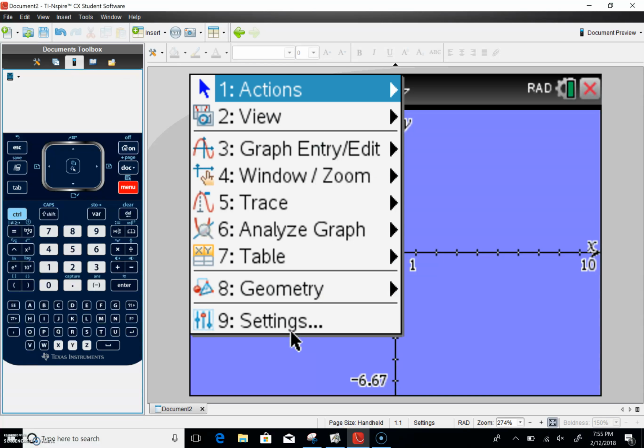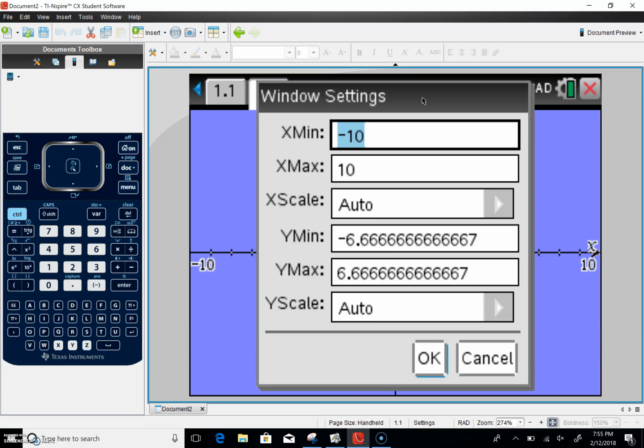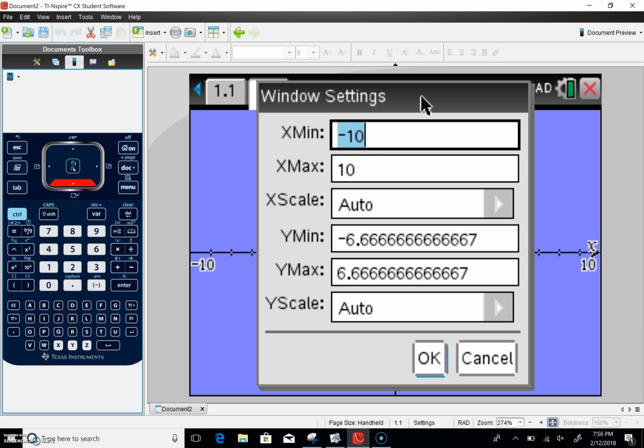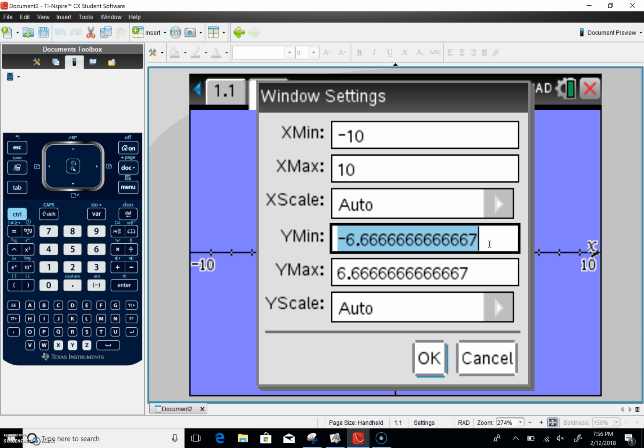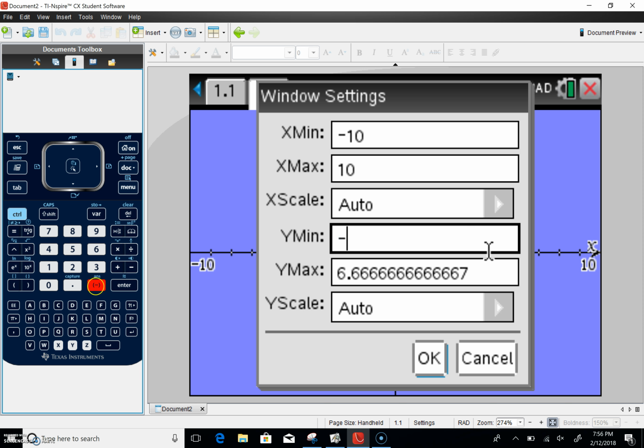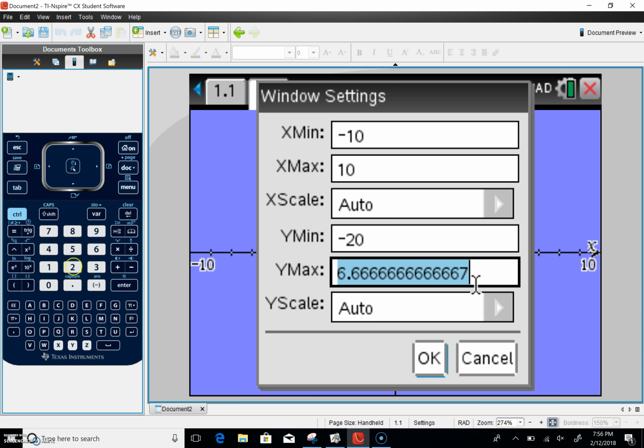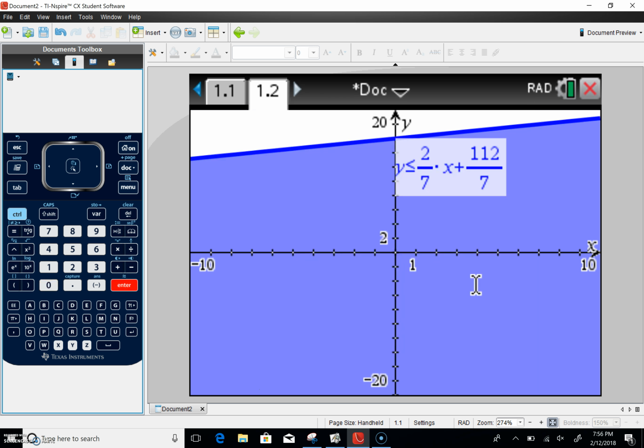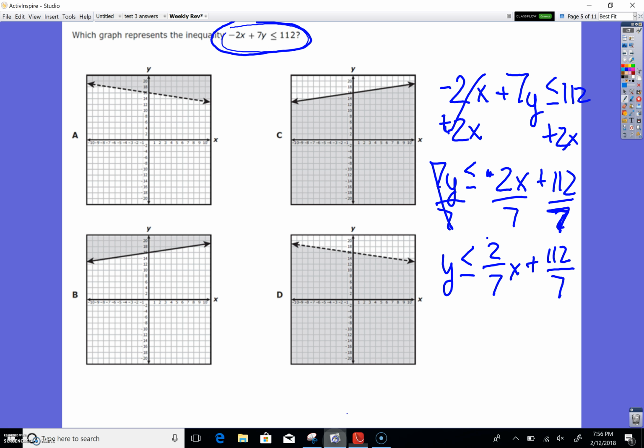So, menu, we go to Window settings. Smallest x is negative 10, biggest x is 10. Slow down. Okay. Next thing, I need my y minimum. It was negative 20. Okay. Our biggest one was 20. Now you see that? That graph looks like that one right there.